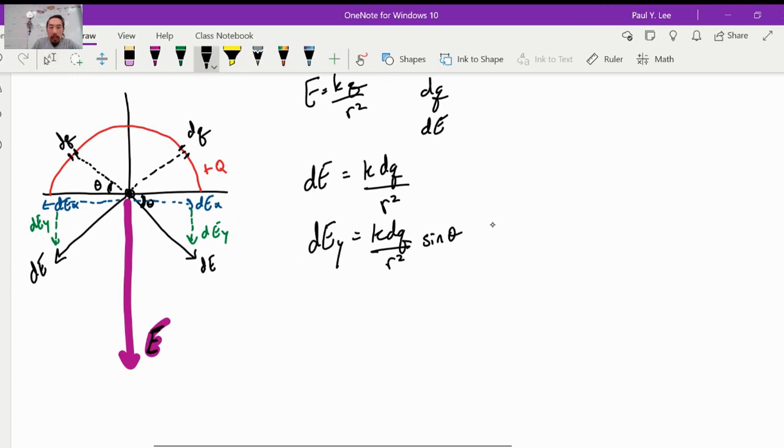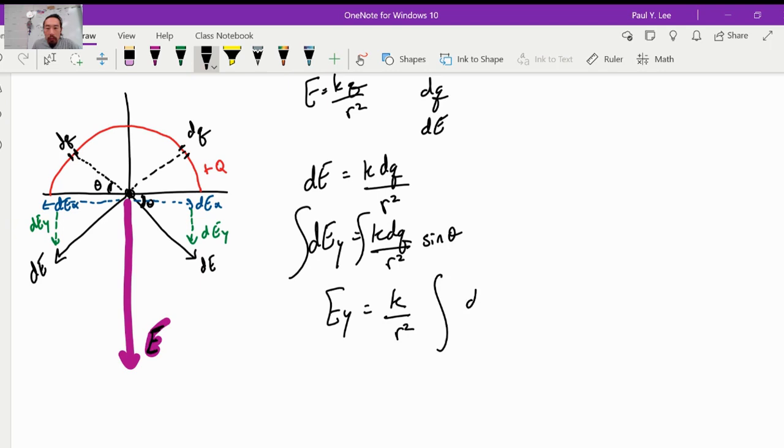So if we integrate both sides, we get Ey is equal to, I'm going to take out all of the constants, k over r squared, the integral of dq sine of theta. Okay, so what we have to do now is declare our bounds. If you remember from the previous video, we have to change up that dq. That dq is a problem for us, and you'll see why when we set the bounds.